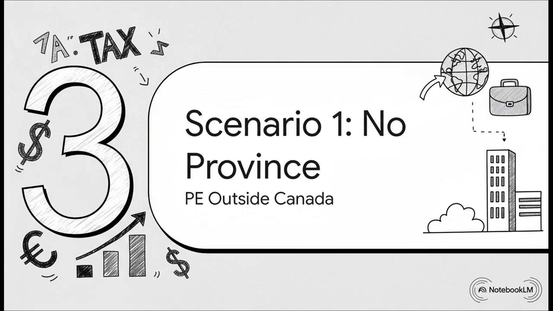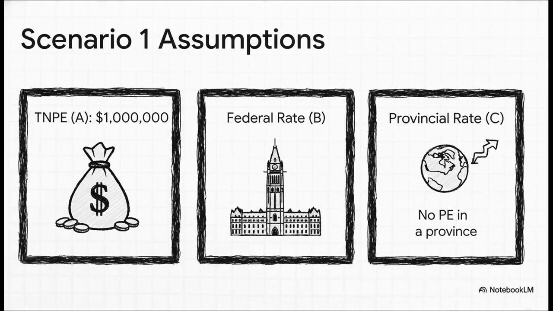Okay, enough with the theory, right? Let's put this formula to work. For our first scenario, we're going to look at a SIFT partnership that has a business presence, a permanent establishment, but it's only located outside of Canada. No provincial ties at all. So here are the numbers we're working with. Let's assume the partnership's taxable non-portfolio earnings, that's our variable A, remember, is a nice round $1 million. The federal rate, variable B, is our constant 15%.